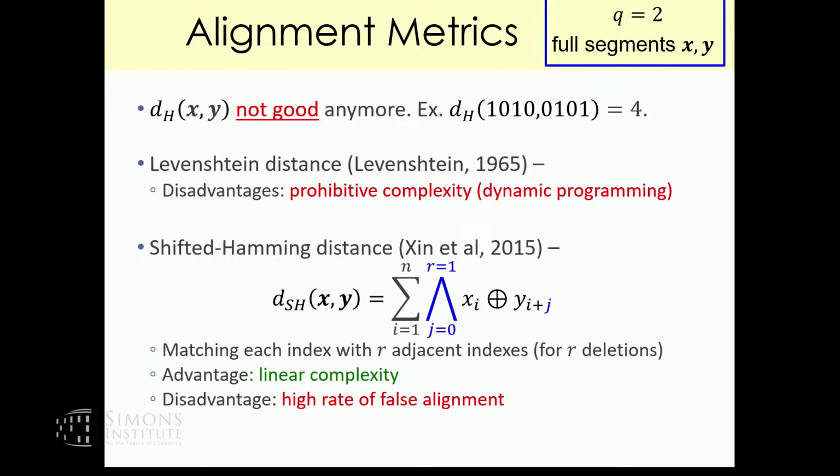Another existing option is called the shifted Hamming distance. I'll not get into how it's computed, but basically we take the Hamming distance, but in order to declare a difference, it needs to be different both in the original alignment and also in one shift. That's very good in terms of complexity. It has linear complexity, but as we will see soon, it has a very high rate of false alignments.